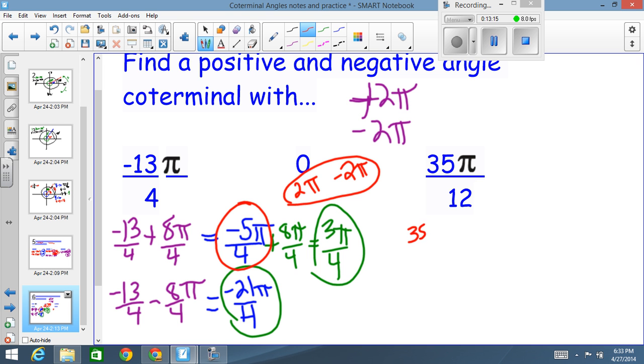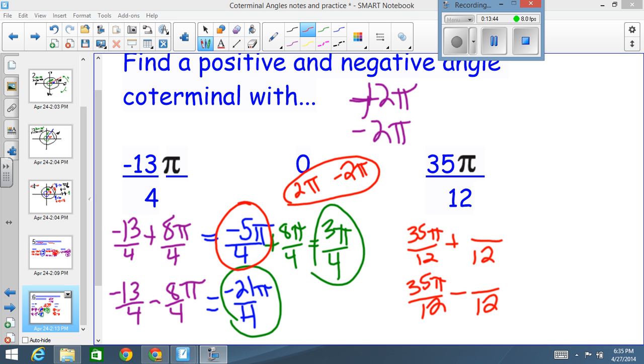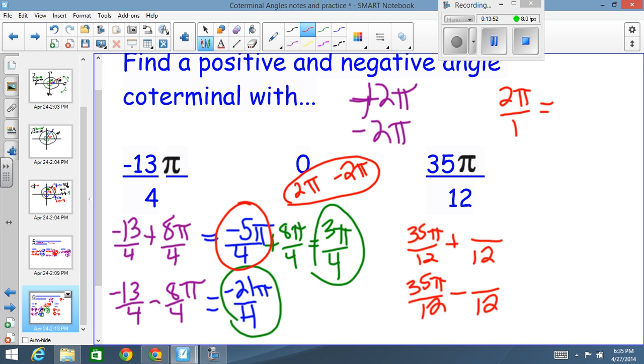And then in my last one, I have 35 pi over 12. Well, what am I going to add or subtract here? Think of it this way. You have 2 pi, and you want this to become something over 12. Okay, we want a denominator of 12, so I'm going to multiply top and bottom by 12. So this is going to leave me with a 24 pi on the top. Okay, so here we're going to use 24 pi in my numerator.